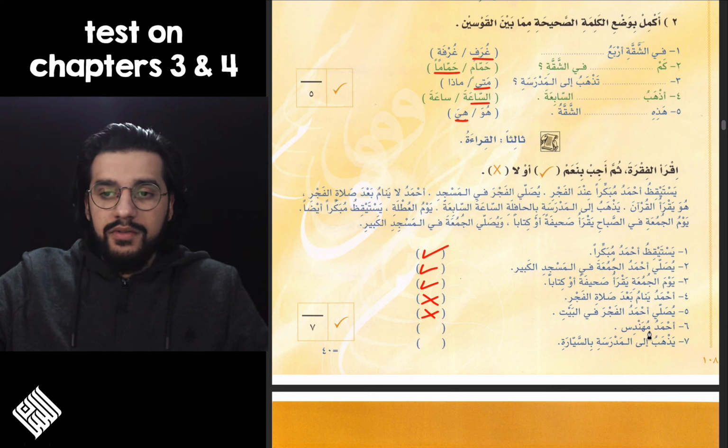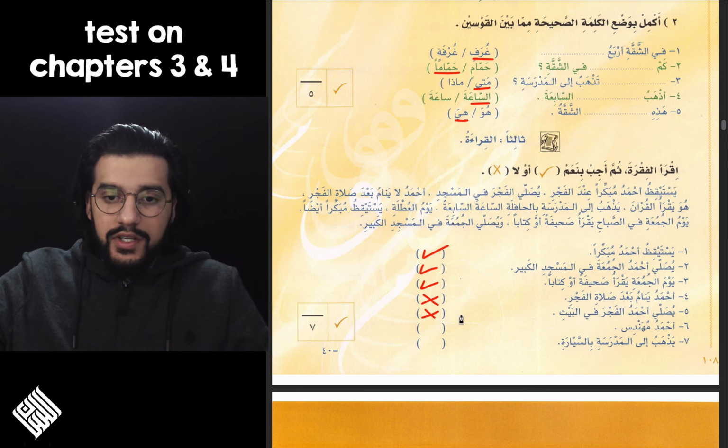The last one, أحمد مهندس. It doesn't say that here. It says that he goes to school, so he must be طالب, a student, not an engineer. So that's another cross. And the last one, يذهب إلى المدرسة بالسيارة. Nope, بالحافلة, as it says here. So that's the last one is also a cross. I hope you got the full mark here, 40 out of 40.